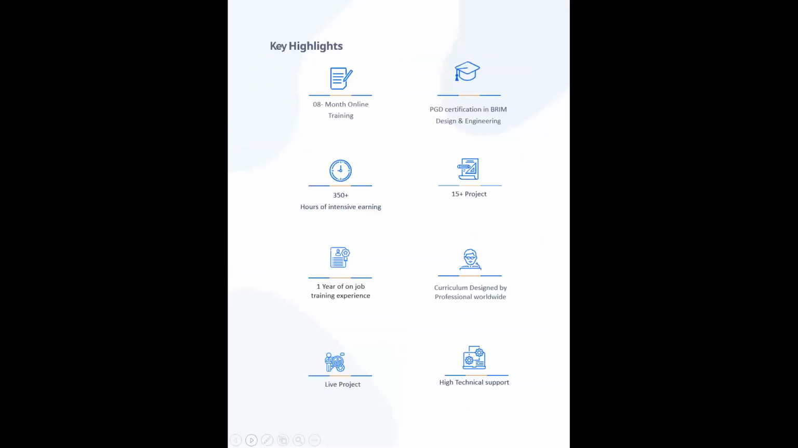Now, key highlights. What are the key highlights of this training? This is a total 8-month training, right? We have, here is some mistake, we have PGD certification in computational steel structure and technology. Total 350 plus hours of intense learning program we have. 15 plus projects you will get. 1 year of on-job experience certification you will also get.